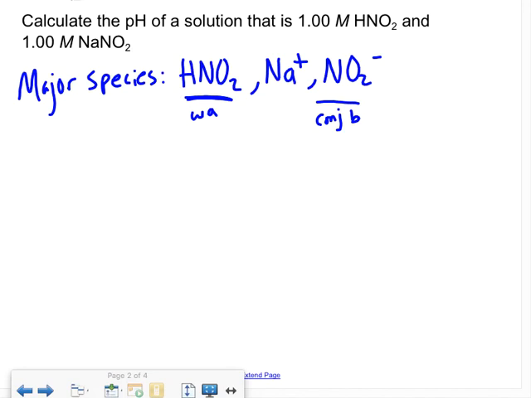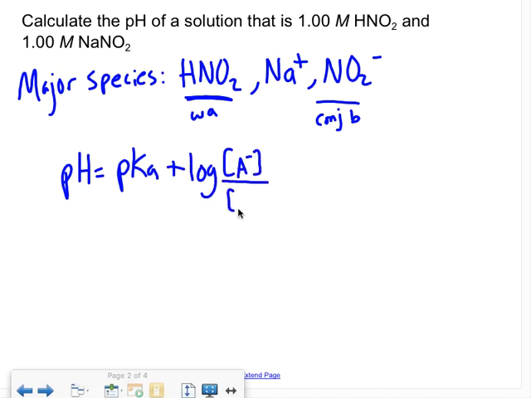So the pH of a buffer is equal to the pKa of the acid. pH is negative log of H plus, pKa is negative log of Ka, plus log, and the way this is written in your AP exam equation sheet is A negative over HA, which is just the molarity of your base divided by your molarity of your acid. It doesn't matter what the base is and what the acid is, as long as they're conjugates of each other. You can always put the base over the acid.